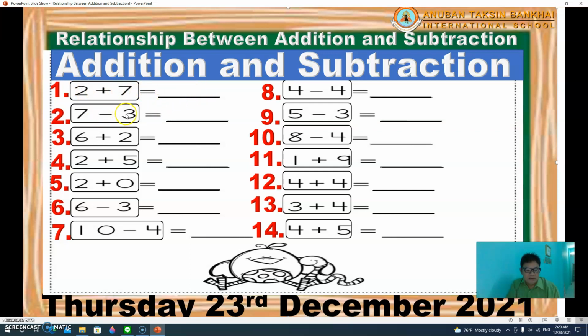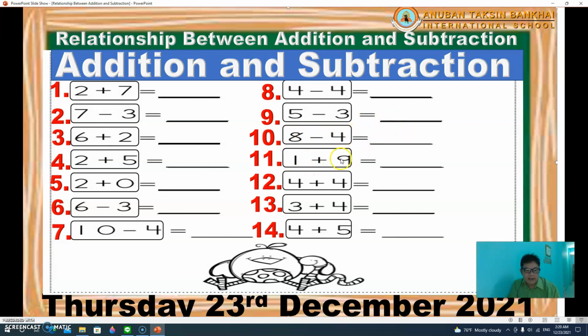7 minus 3 equals 4. 6 plus 2 equals 8. 2 plus 5 equals 7. 2 plus 0 equals 2. 6 minus 3 equals 3. 10 minus 4 equals 6. 4 plus 4 equals 8. 5 minus 3 equals 2. Very good. 8 minus 4 equals 4.